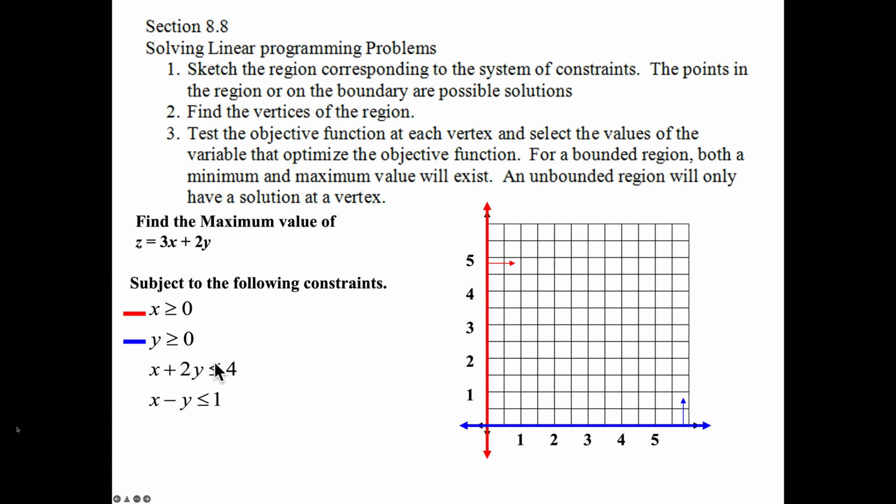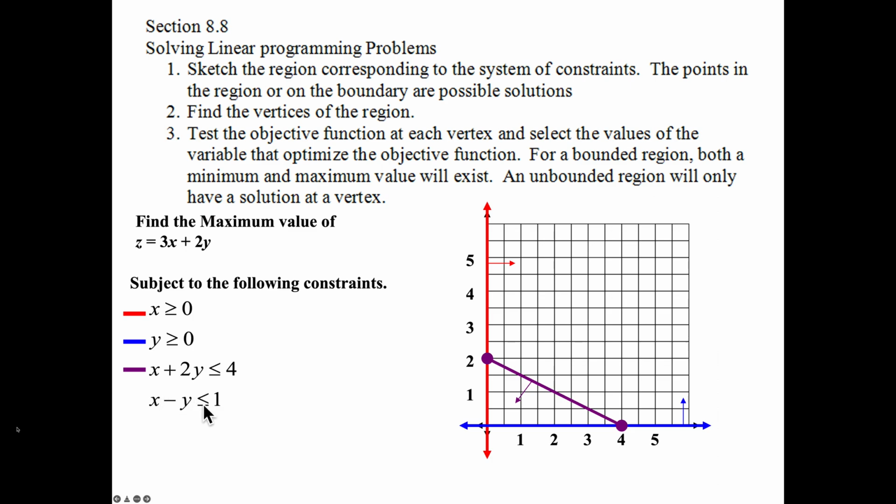x plus 2y is less than or equal to 4. We'll do this in purple. Again, we can do our x and y intercepts. If I want to find the x-intercept, cover the y term, x equals 4, plot that point. Cover up the x, 2y equals 4, y equals 2, plot that point. Connect it, test the origin, 0 plus 0 is 0, and that's less than 4. Shade towards the origin.